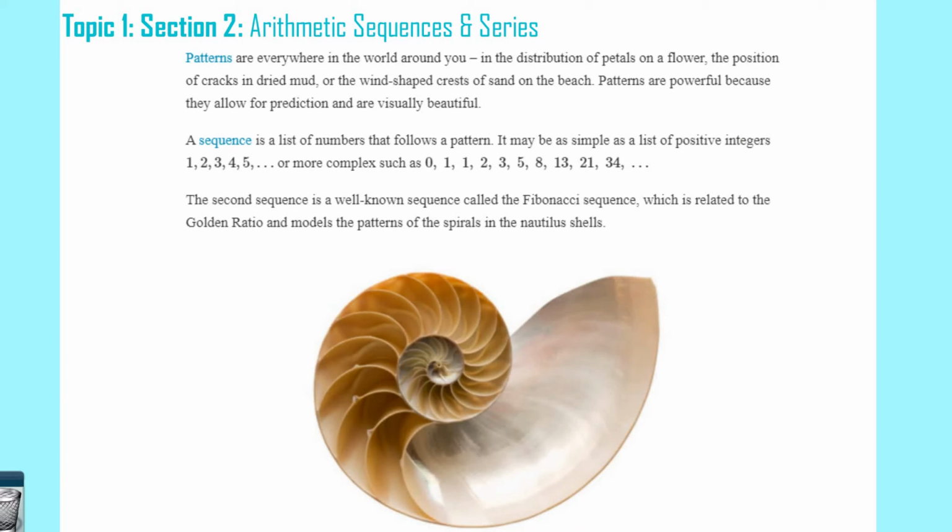It may be as simple as a list of positive integers, 1, 2, 3, 4, 5, or more complex, such as 0, 1, 1, 2, 3, 5, 8, 13, 21, 34. The second sequence is a well-known sequence called the Fibonacci Sequence, which is related to the golden ratio and models the patterns of the spirals in nautilus shells. That's a mouthful. I love the Fibonacci sequence because it does just that.